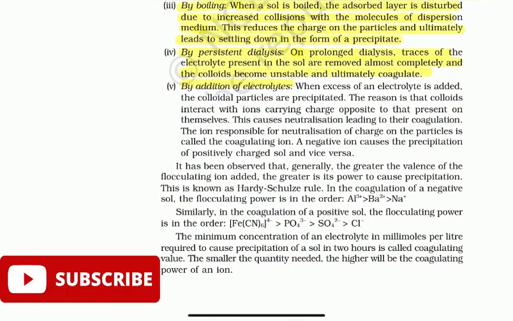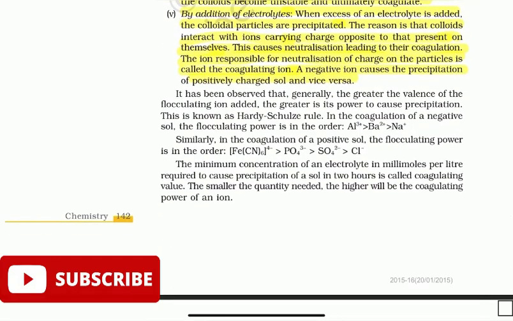By addition of electrolytes. When excess of an electrolyte is added, the colloidal particles are precipitated. The reason is that colloids interact with ions carrying charge opposite to that present on themselves. This causes neutralization, leading to their coagulation. The ion responsible for neutralization of charge on particle is called the coagulating ion. A negative ion causes the precipitation of positively charged sol and vice versa.